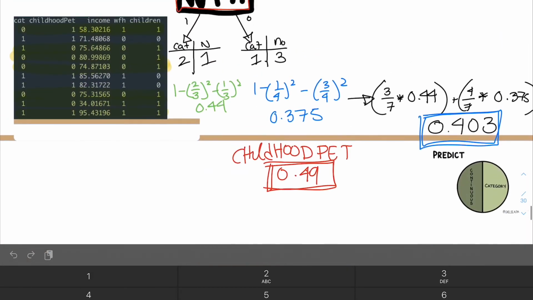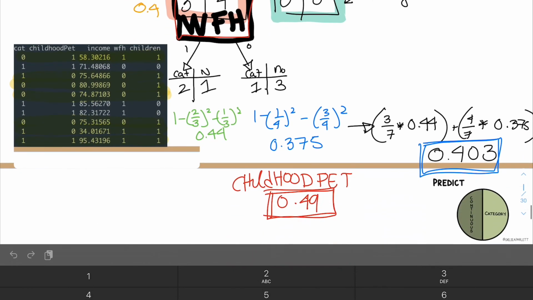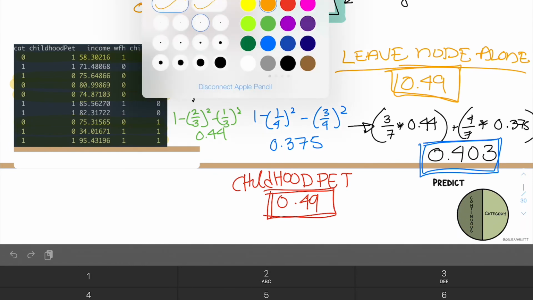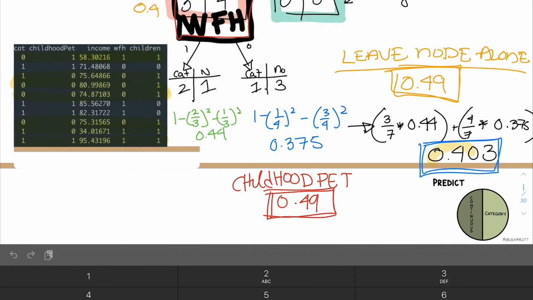So if we leave the node alone, that means essentially we don't make this second split. If we leave it alone, our impurity is 0.49. So of these options, we have to choose which of those is the lowest. Well, it's 0.403. So we are going to choose this one, which is splitting on work from home.